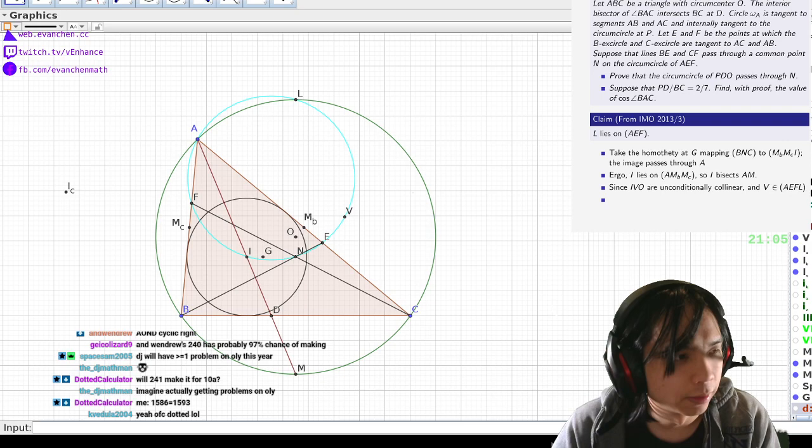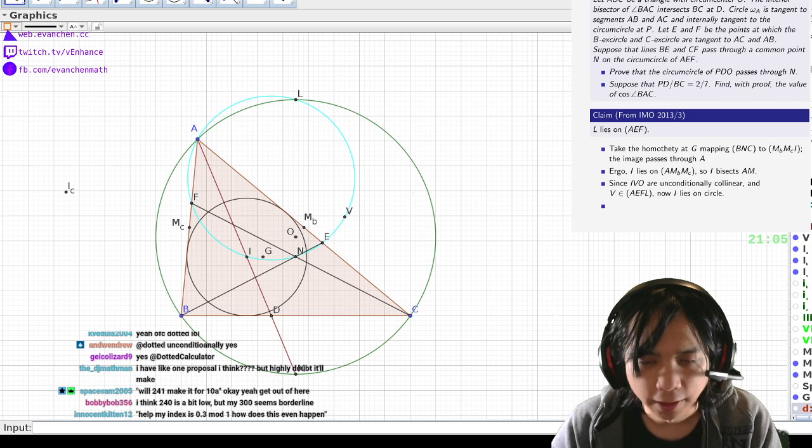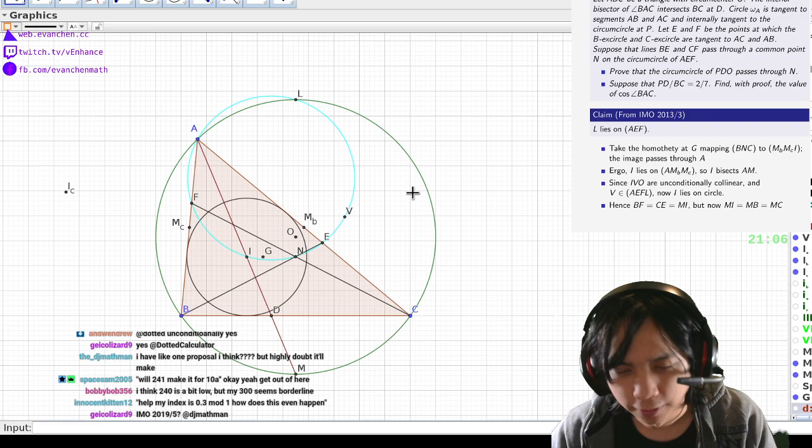Great. And now, hence, BF equals CE equals MI, but now MI equals MB equals MC, and that gives us like 5 equal lengths, so now N is that. Okay, cool. So we have everything we ever wanted. Amazing. Okay, cool. So now let's actually deal with the mixtilinear stuff.